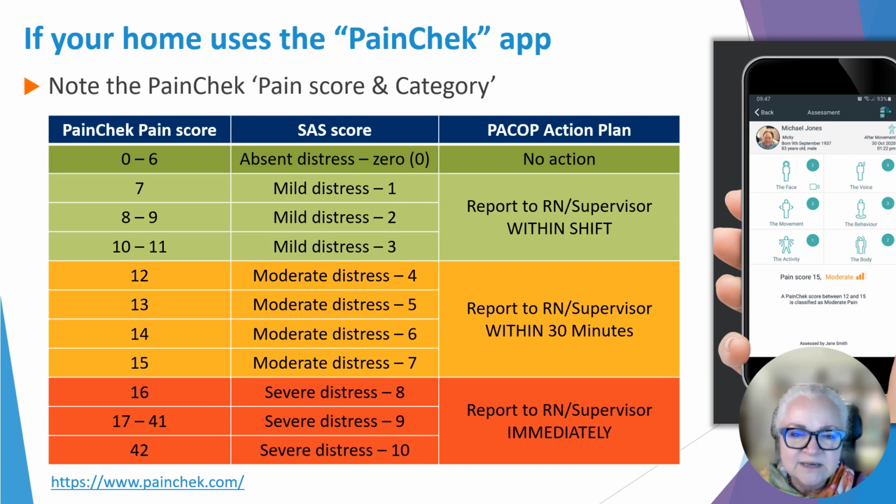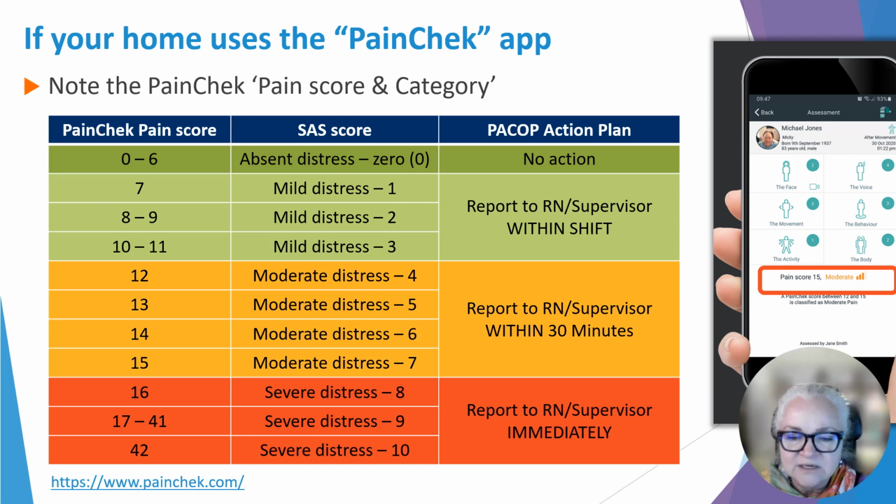So what you'll see here is that the Pain Check actually measures or assesses the severity of the pain of a resident. And then you'll see in the middle column, there's your SAS score. Your SAS score is about the distress that the resident experiences from the pain. And then you'll see in the third column, there's a PACOP action plan. So if we look at, for example, the Pain Check score of 16, it then lines up with severe distress score of 8 in the SAS.